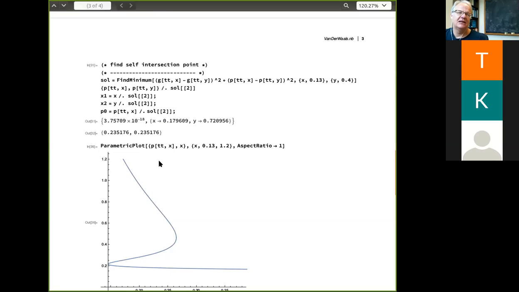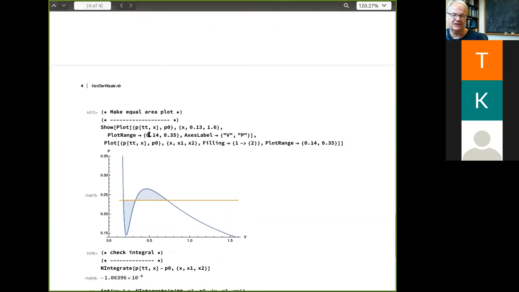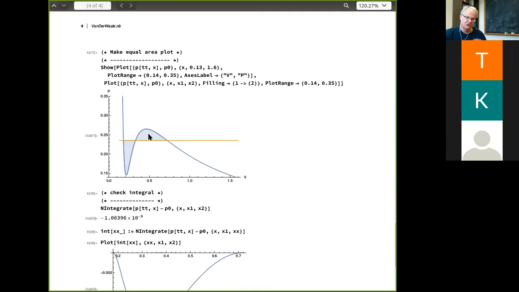But then I can verify that this point can also be found by the Maxwell method. Here I numerically determine the coordinates of that point where the two curves intersect. And now I show the Maxwell construction. I take the two densities that I found, a low density and a high density, and I can connect them by a straight line. This is now the coexistence region.